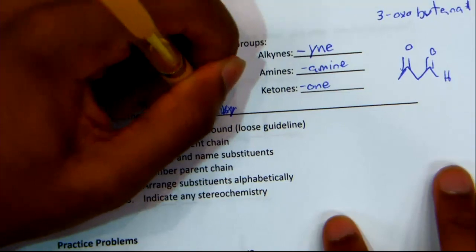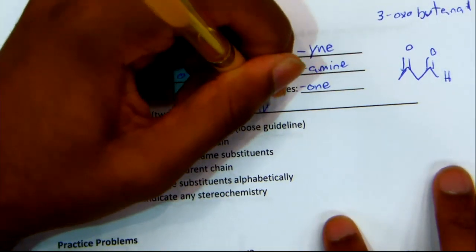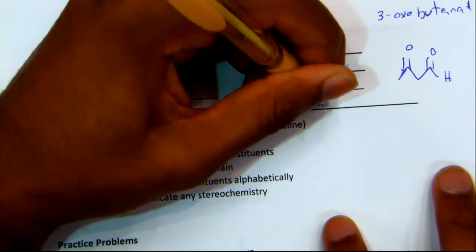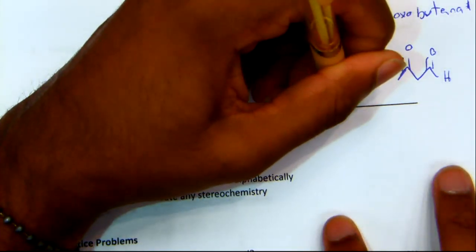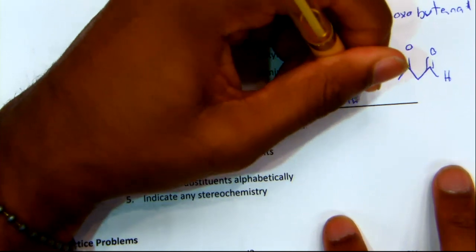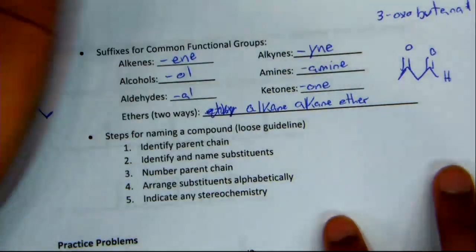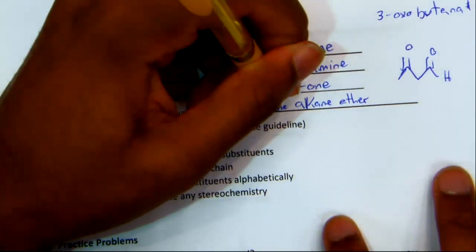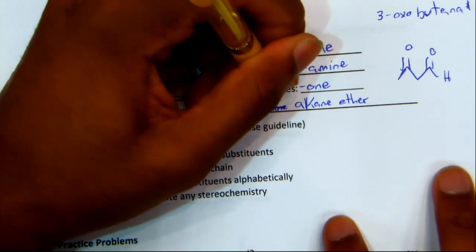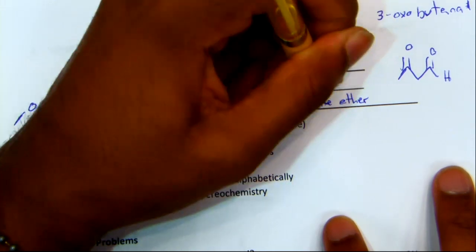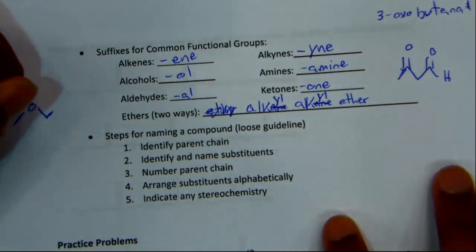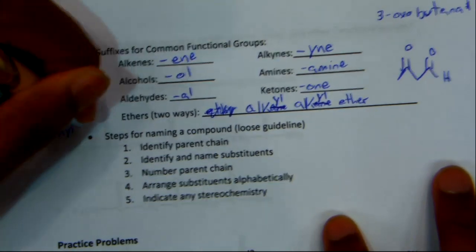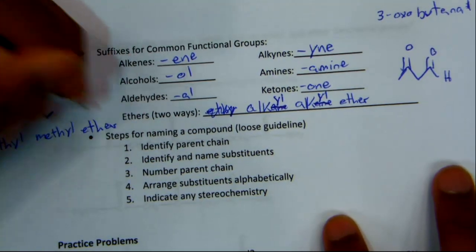Actually, I'm going to put alkane, alkane, ether. Or specifically alkyl, so change the A into YL, my bad. So this one would be ethyl methyl ether. So that's one way of naming it.